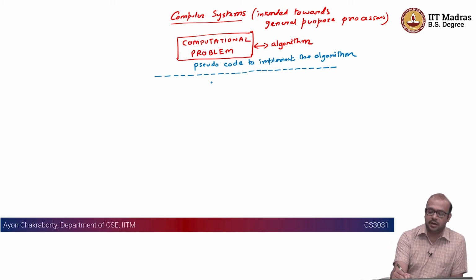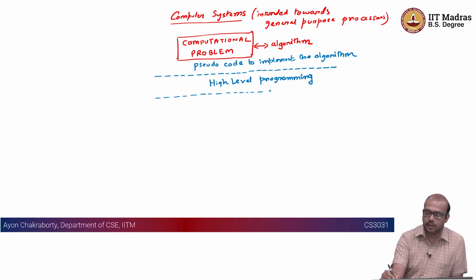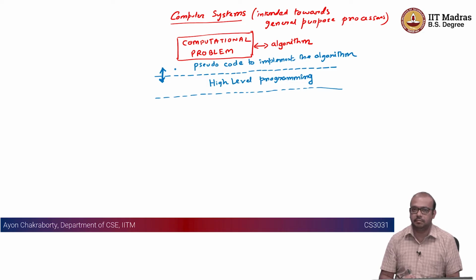So, you have these literal programs, right. You can basically call them high level programming languages, high level programming. Okay. So, now this is an interface, right, that basically translates a computational problem into its high level programming language implementation, right. So, this is a realization of that.